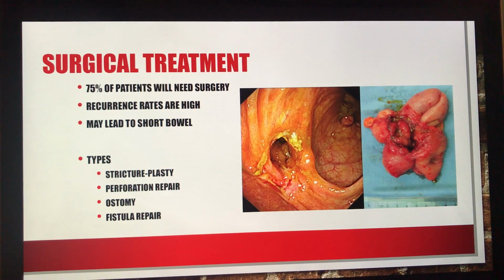Most patients will find themselves on the physician's operating table. Unfortunately, that number looks like it's about 75%. Some common surgeries are a strictureplasty, and that's to fix those obstructions, to enlarge in that area so that the GI can function normally. Colostomies to repair portions or remove portions of diseased bowel, or fistula repairs.